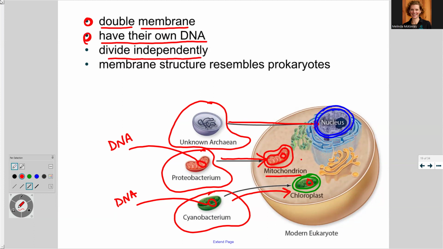They divide independently of the host cell, so they reproduce on their own. The mitochondria will split and make daughter mitochondria. Then they move independently in the cell. They're semi-autonomous. And the membrane resembles prokaryotes. So the inner membrane, this inside membrane of like the chloroplast or the mitochondria, looks like it has the same kind of chemical structure as free living bacteria. So this is all evidence I'd like you to know that supports endosymbiotic theory.